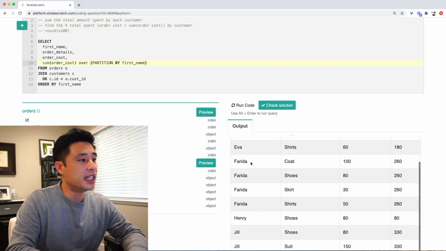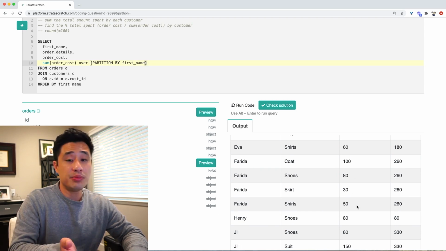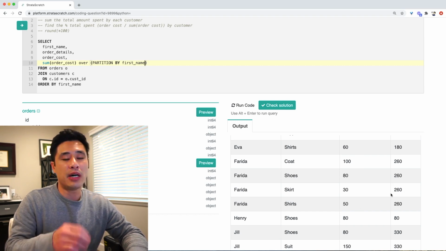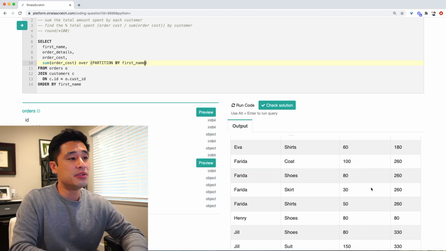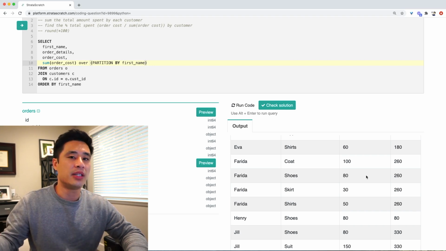Let's look at Frida here as a second example. She has four things that she bought: 100, and then 80, 30, and then 50 should be 260, and that's what we get here. And so we have the total amount spent by every single customer. All we really need to do now is divide every transaction by the total amount that that customer has spent. And that's a simple division.